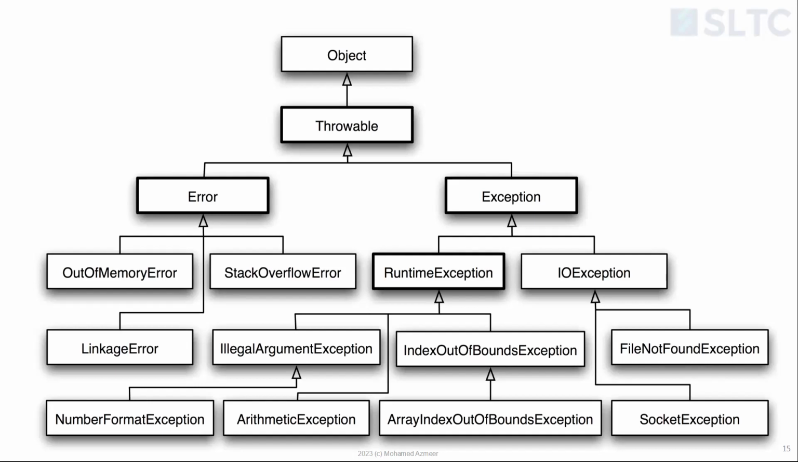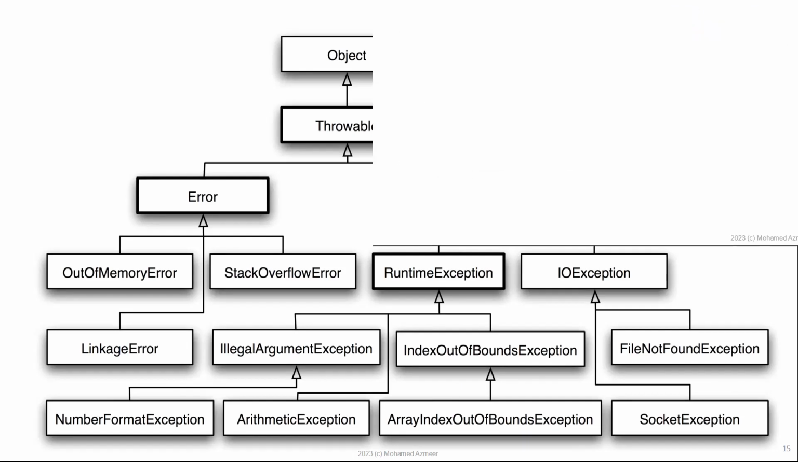Under runtime, you have illegal argument, arithmetic exception, index out of bound. Very common three things. And under illegal, you have another one, number format exception. Under index out of bound, we also have array index out of bound exception, which we got right now with our code. So this is the complex hierarchy in a nutshell, right?